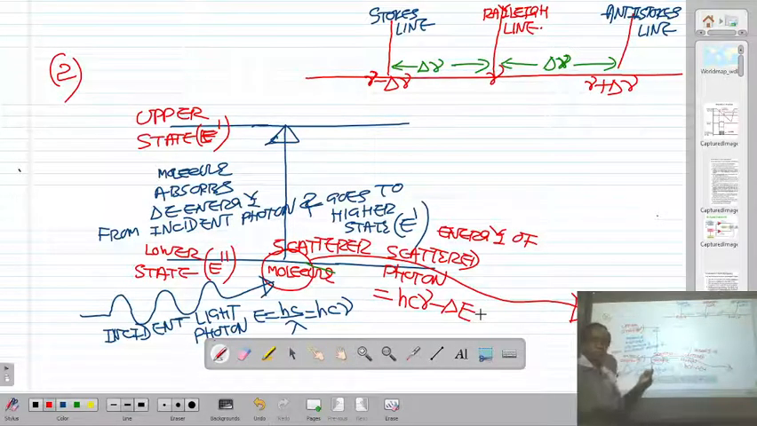Okay. Before collision, the energy of the incident light photon was hν. Now from the energy hν, the scattering molecule absorbs ΔE energy and goes from lower state to upper state. So the energy of the scattered photon will be hν minus ΔE, because ΔE energy of the incident light photon is absorbed by the scattering molecule. Okay. So the energy of the scattered photon will be less: hν minus ΔE. So that explanation we write here.